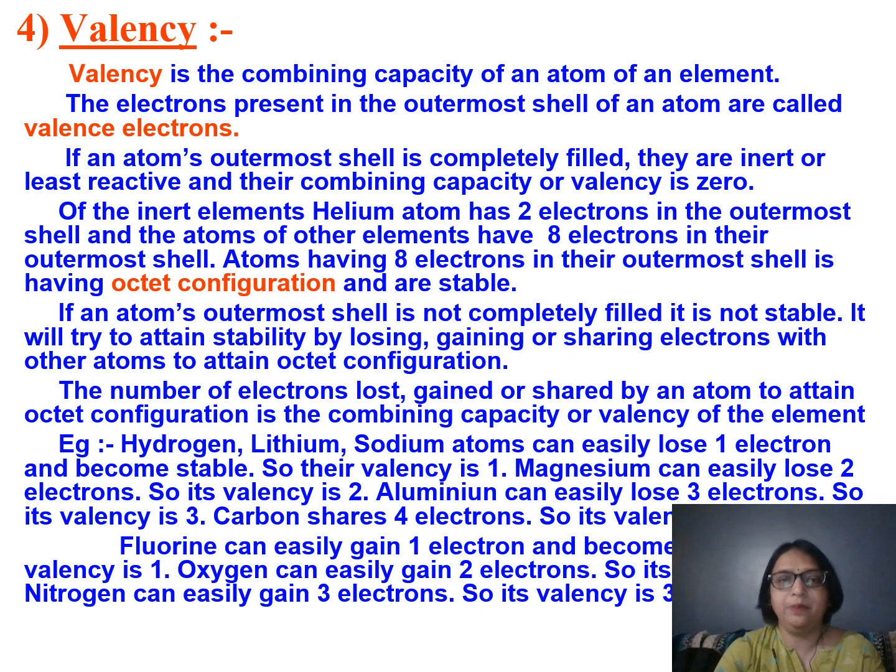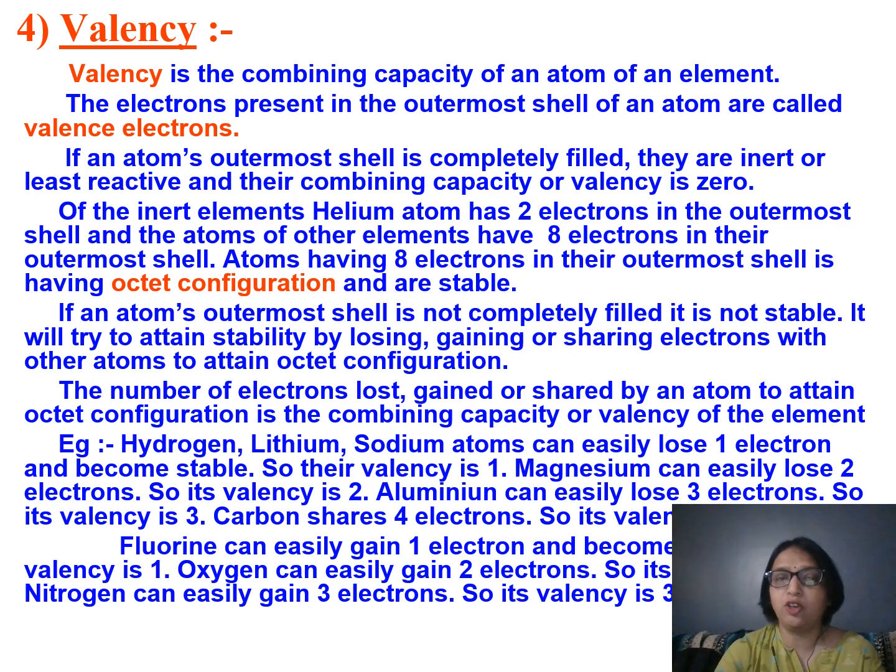The inert elements are helium, neon, argon, krypton, xenon and radon. The helium atom has 2 electrons in the outermost shell, and the atoms of the other elements have 8 electrons in their outermost shell. Atoms having 8 electrons in the outermost shell have the octet configuration, which is stable. If an atom's outermost shell is not completely filled, it is not stable. It will try to attain stability by losing, gaining or sharing electrons with other atoms to attain the octet configuration.